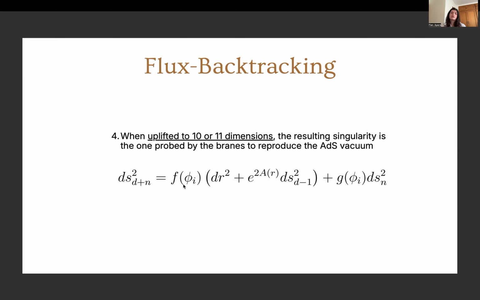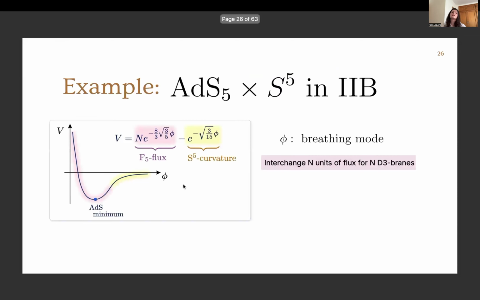To make it more concrete, I'll discuss an almost trivial example: the AdS5 vacua in type IIB supergravity with N units of 5-form flux. There it's very clear how to make the split into the ingredients. If I write down the scalar potential in terms of the breathing mode, the overall volume, there are 2 contributions: the 5-form flux and the curvature. The 5-form flux is the one dual to the D3-branes, so this one we want to take out and turn into D3-branes. And then we want to look at the geometry sourced by the curvature left over.